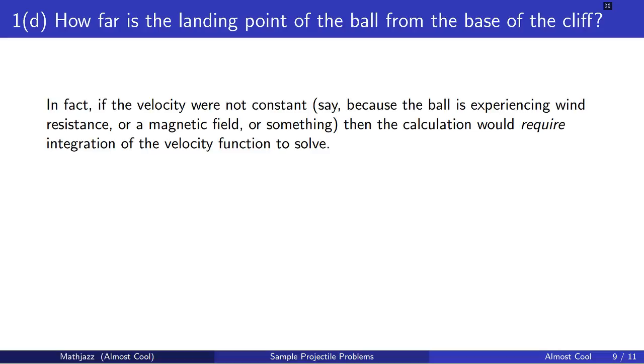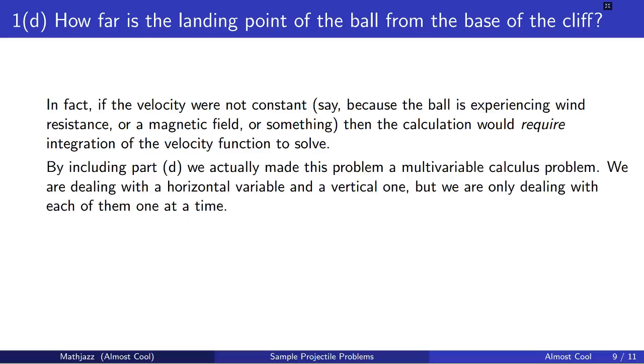Multiplying the velocity function by the time that the ball traveled would not give us the right answer. Integration of the velocity function over the correct time interval would give us the right answer. And this leads us into the next note that part D is actually a multivariable calculus problem. We dealt with a vertical variable and a horizontal variable in time. So this is actually an example of a multivariable calculus problem that we were able to solve using single variable calculus methods by dealing with one variable at a time.